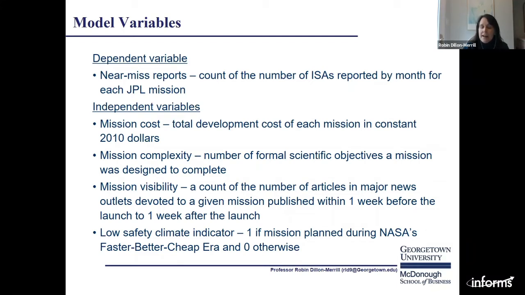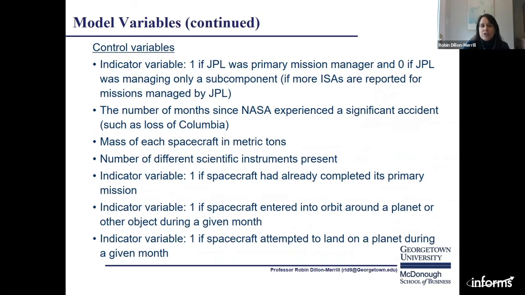This indicator variable was a 1 if the mission was planned during NASA's faster, better, cheaper era, which, for people who have studied NASA or are familiar with it, had a lot of focus and a lot of culture on getting lots of missions. They were saying it was okay to accept risk. We're going to do things faster, better, cheaper. And so we said that that was the lower safety climate. The indicator variable was a 0 for all our missions that were planned outside of this faster, better, cheaper era. We had a number of control variables.